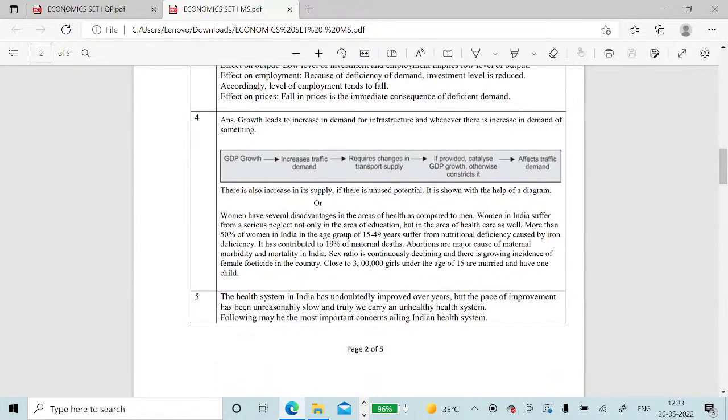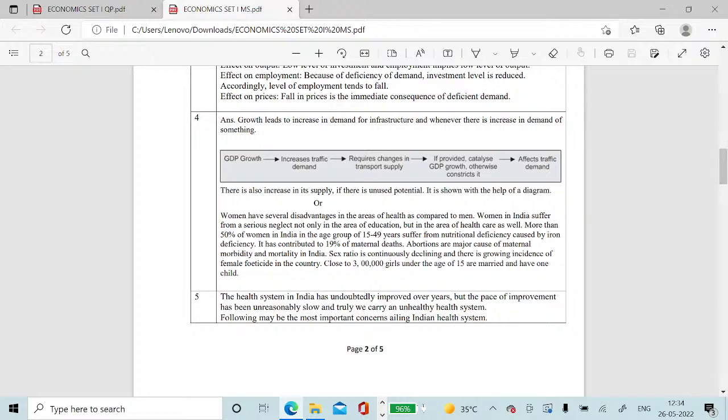Answer 4. Economic growth leads to increase in demand for infrastructure, and whenever there is increase in demand of something, GDP growth increases traffic demand, requires change in transport supply.